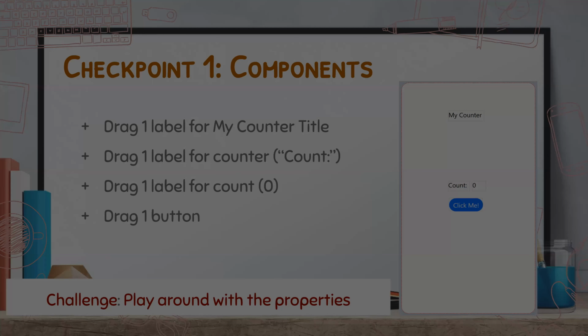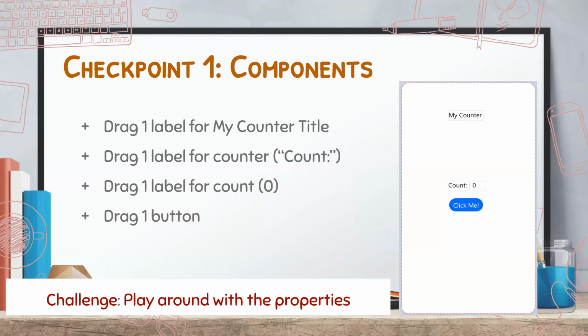So our very first checkpoint, we're gonna do four things. I want you guys to drag one label and create a title that says my counter, right? And then you're gonna drag two other labels below that. So if you see, we have three labels. We have my counter on top, we have count, and then we have 0. Those are our 3 labels. And we also have one button that says click me, right?